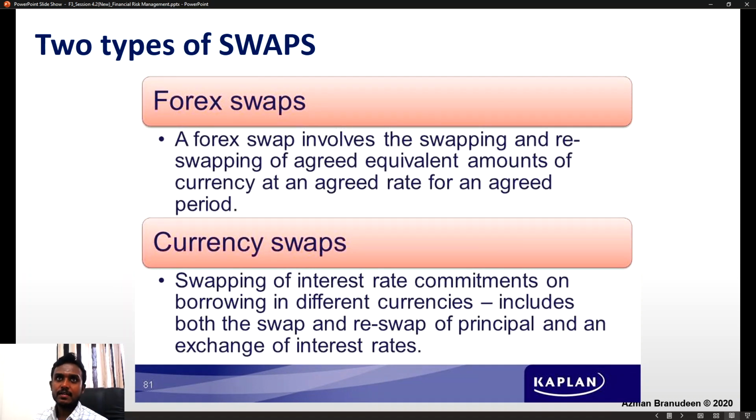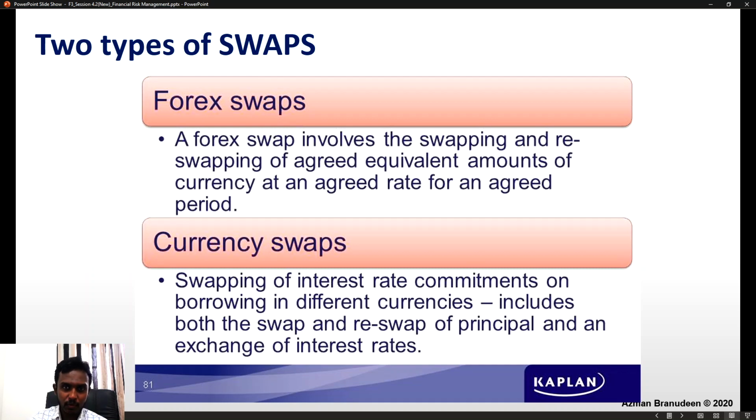And then we arrive at one of the final external forex transaction risk management tools. We learn swaps, and by and large there are two types of swaps. You would have heard forex and currency swaps. Now, in very simple terms, forex swaps are very straightforward. A forex swap involves the swapping and reswapping of an agreed equivalent amount of currency at an agreed rate for an agreed period. It's a swap of a fixed sum for an agreed time period at the agreed rate. So it's a fairly straightforward deal.